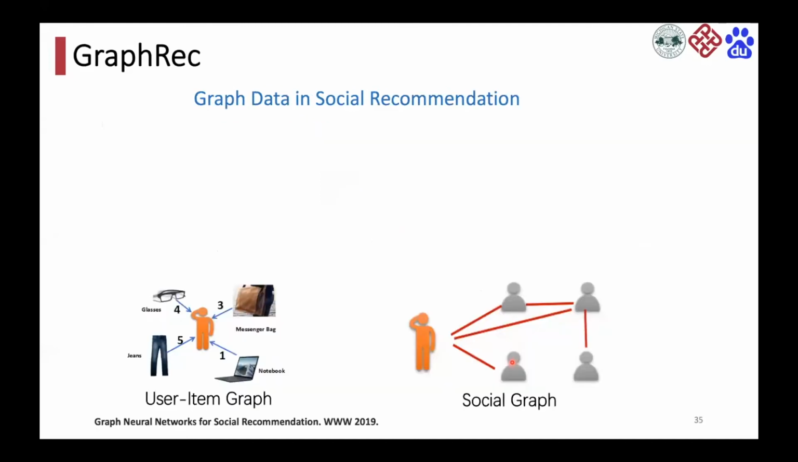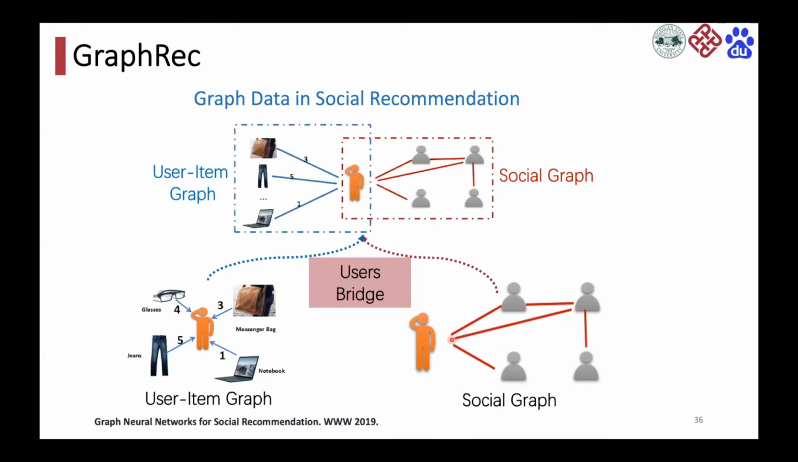On the other hand, the data in social recommendation can be represented as graph data, with the user-item graph and the user social graph. Moreover, the users bridge the user-item graph and the social graph. In other words, we aim to utilize both graphs for the item and the user's representation learning.